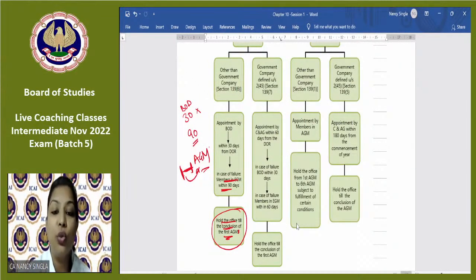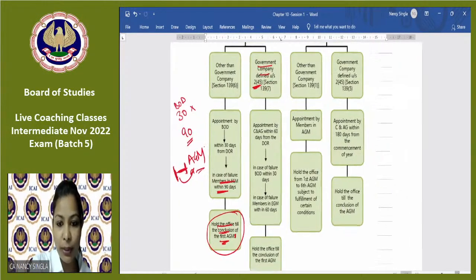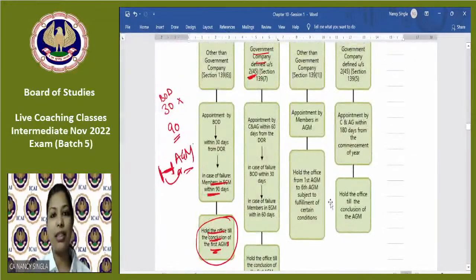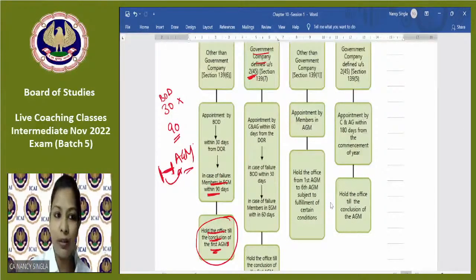Now with respect to the appointment of first auditor in case of a government company as defined under section 245. तो 245 में क्या define होता है ये तो अब आपको पता है ना. Not less than 51% of the paid up share capital is held by either SG, CG, SG and CG, and include any of the subsidiary of the government company. ठीक है? I told you that CAG plays a very important role here. So पहले किसको बोला गया है? CAG को, that within 60 days of the date of registration appoint an auditor.